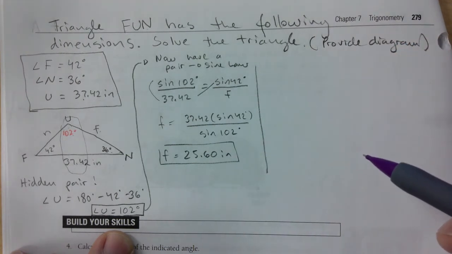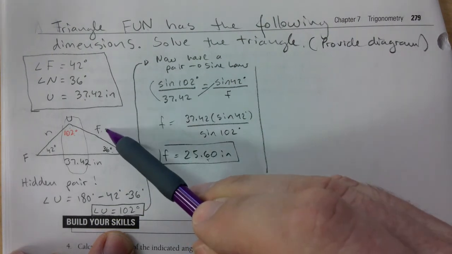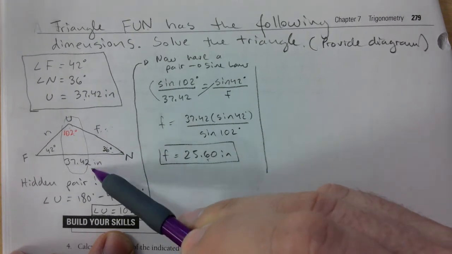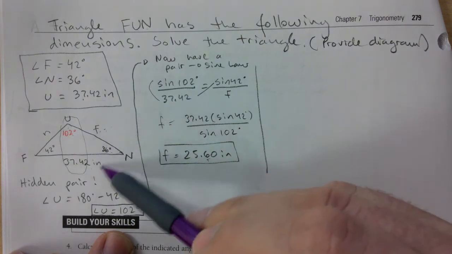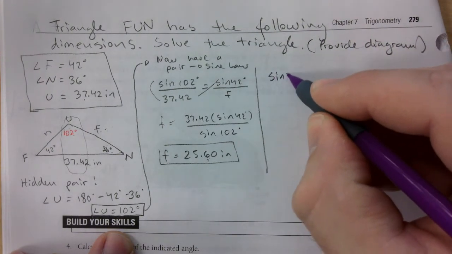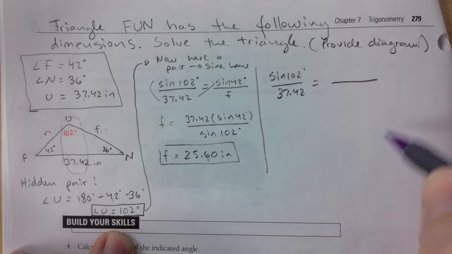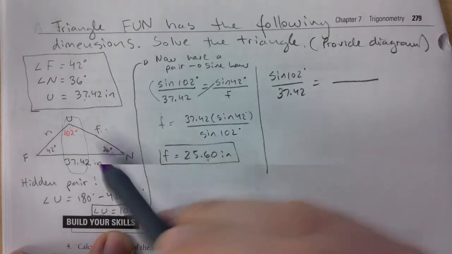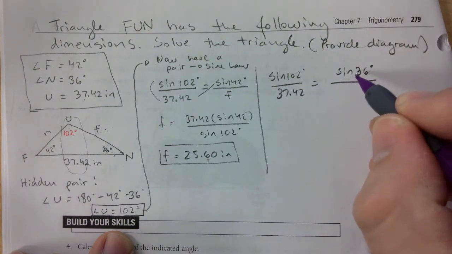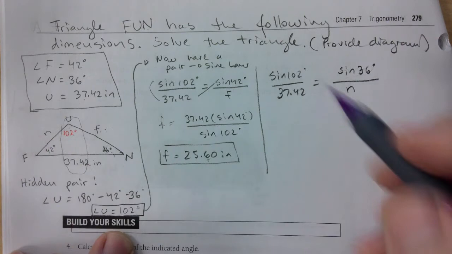Okay. Now that you have side F figured out, technically in this corner here you have a SAS, right? If you wanted to use cosine law now, you can go ahead and do that. I'm just going to use sine law again. So I'm going to use sine of 102 over 37.42. And then I'm going to use that 36. Remember, it's an angle. It needs to be glued to sine. And I'm now solving for side n because 36 is across n.